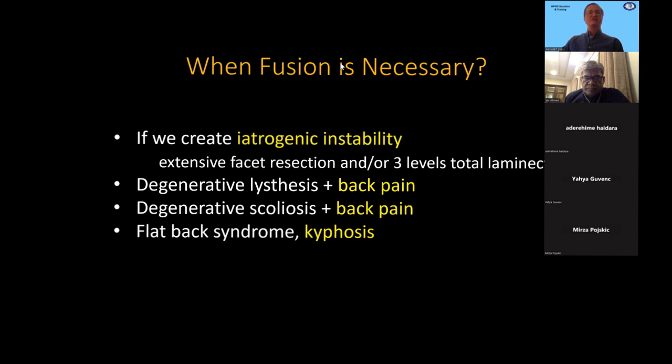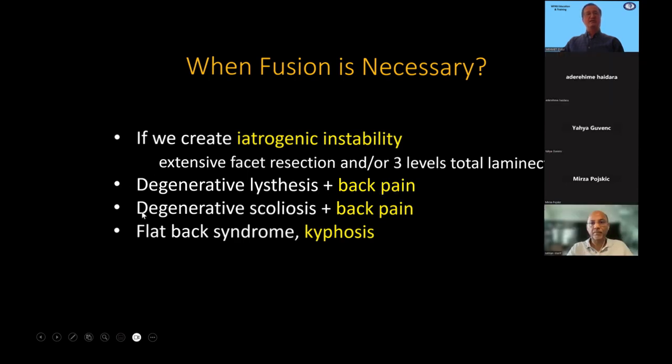Fusion is necessary if you create an iatrogenic instability. It is possible after extensive facet resections and/or three-level total laminectomies. What about degenerative listhesis and back pain, if there is such a condition? Degenerative scoliosis with back pain or flat back syndrome and kyphosis, these cases may go to fusion.